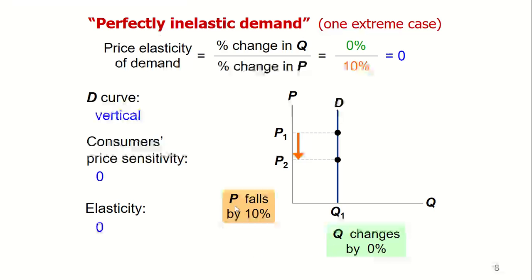If we put these values of quantity and price in the formula that is given over here, that is price elasticity of demand equals percentage change in quantity divided by percentage change in price. So percentage change in quantity is 0% over percentage change in price is 10%. So 0% divided by 10 is equal to 0. So here the elasticity is 0.